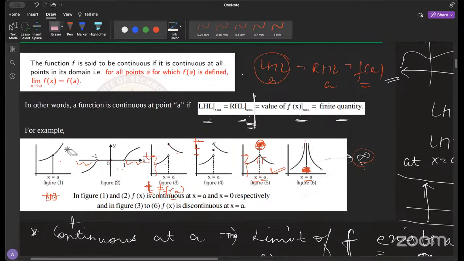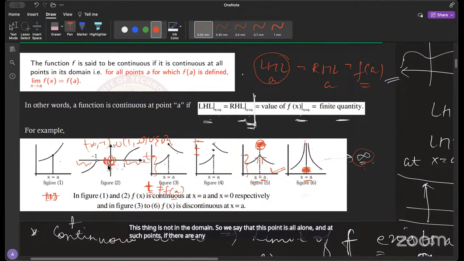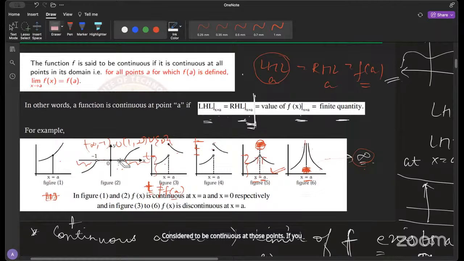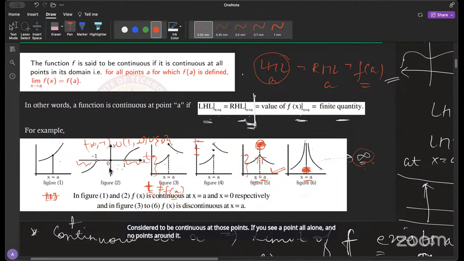The domain for this is minus infinity to minus 1, union 1 to infinity, and then union 0. So you can draw a neighborhood in which other than 0, there are no points in the domain. This thing is not in the domain. So we say that this point is all alone, and at such points, if there are any in your function, then the function is considered to be continuous at those points. If you see a point all alone and no points around it from the domain, that means the function automatically becomes continuous here. Is that okay?